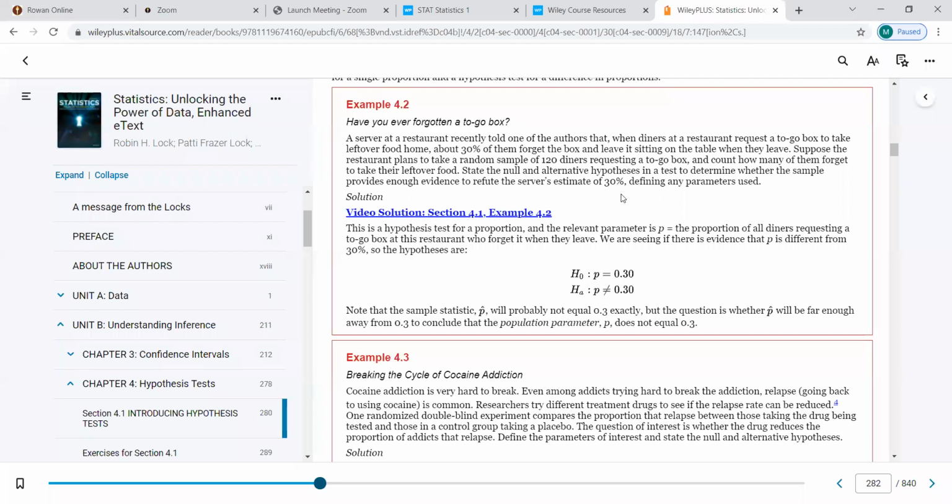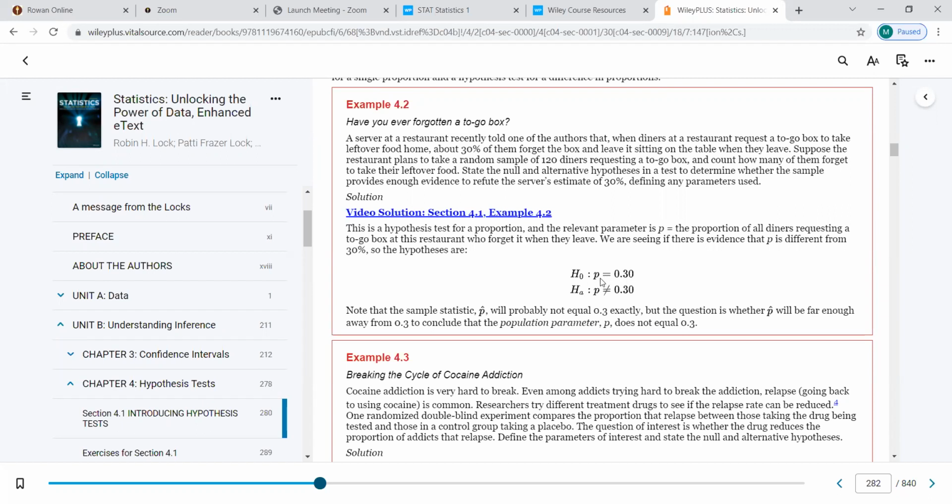So refuting it or saying it's wrong could be the sample results could be significantly less than 30%. It could be significantly greater than 30%. We're only interested to see if the 30% is right or not. We don't care if it's less than or greater than. So that's why the alternative hypothesis says not equal to. Meaning that if we can prove it's not equal to 30%, whether it's on the low side or on the high side, we've done our job and we've proven that the server was wrong. Okay. But anyway, this is another example.